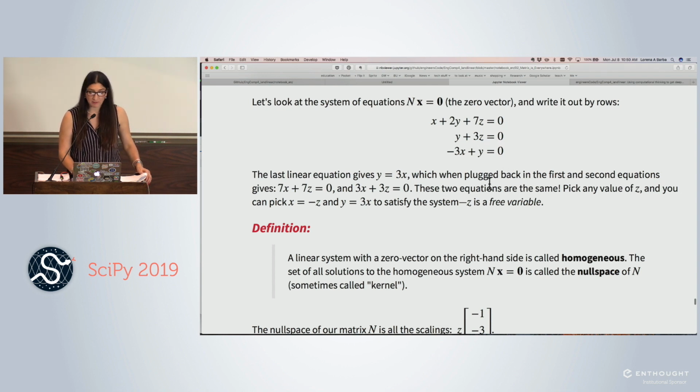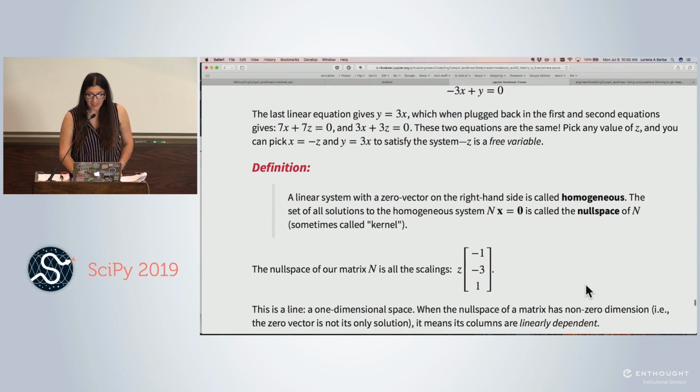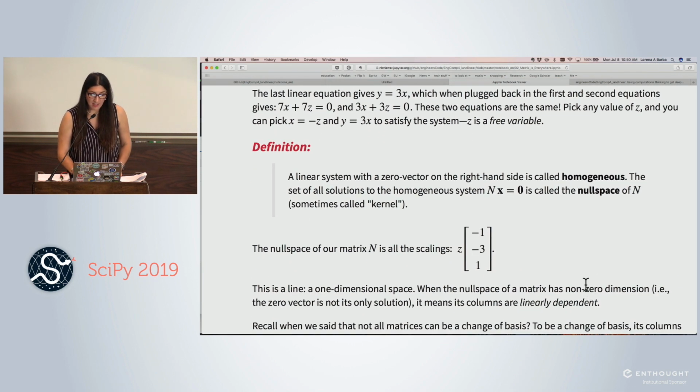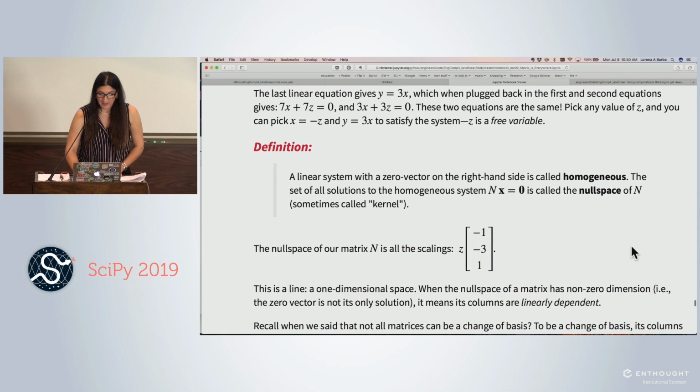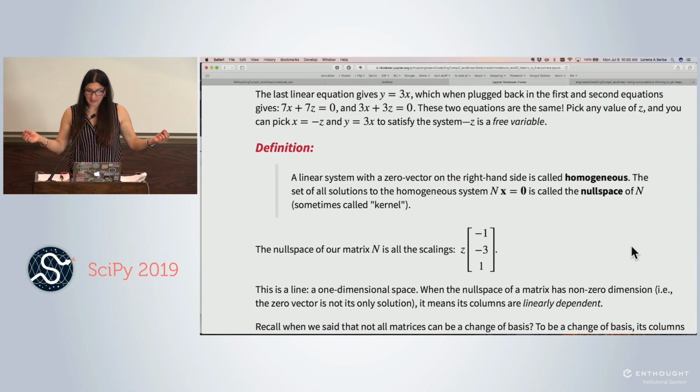When we use the zero vector on the right-hand side, this is called a homogeneous system. So we're introducing here some formal terminology. The set of all solutions of the homogeneous system, Nx equals 0, is called the null space of N, sometimes called the kernel. And the null space of our matrix N is all the scalings of the scalar z, the third component of a vector, by these numbers. It is a line, a one-dimensional space.